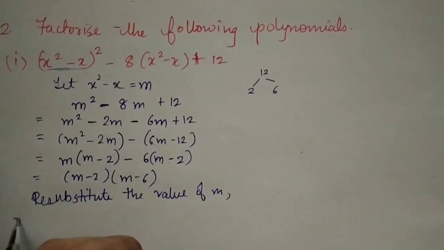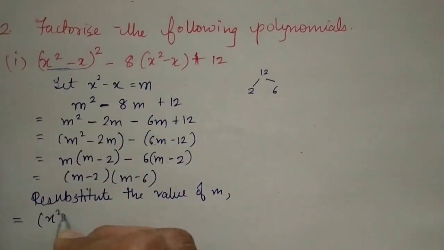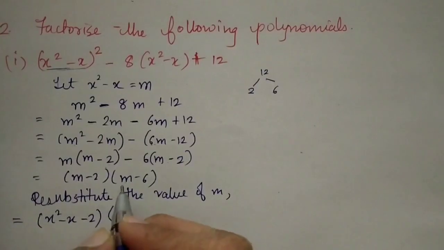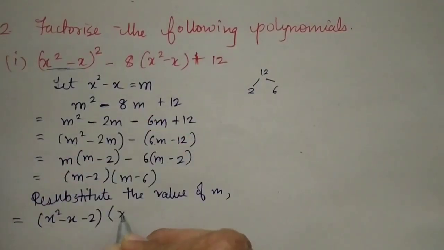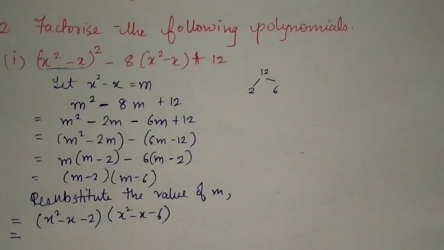So what will we get in this equation? This was m. Instead of m, we'll write down x square minus x minus 2. Okay, this will be 1. And here for this m again, x square minus x minus 6. Now we have got two equations which we are going to solve again.